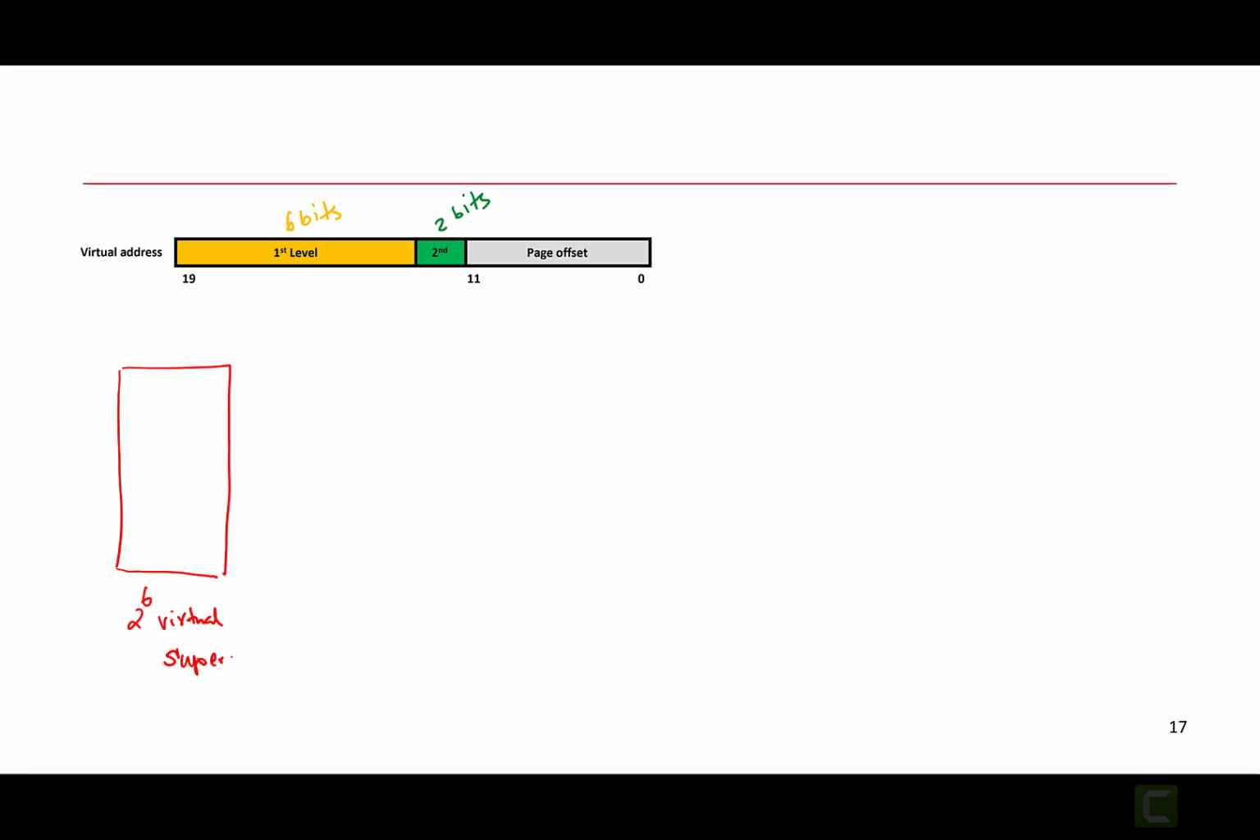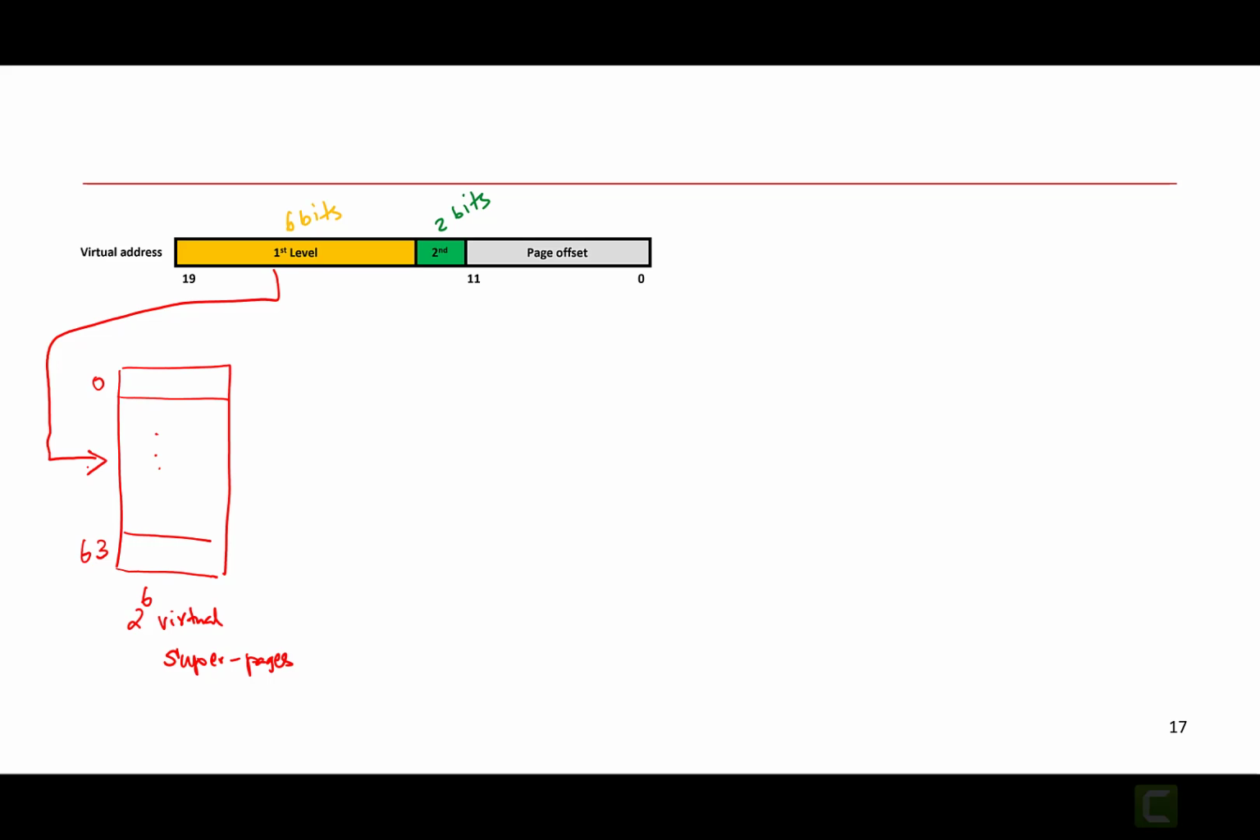So because I have 2 to the power of 6 virtual super pages, I need 2 to the power of 6 page table entries in my super page table. So the number of entries here will be from 0 till 63. So I need 6 bits to address it, so I'm going to use my 6 higher order bits to index into this table. Now the page table entry in the super page table contains an address that refers to a second level page table.